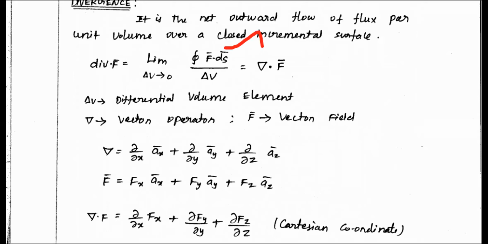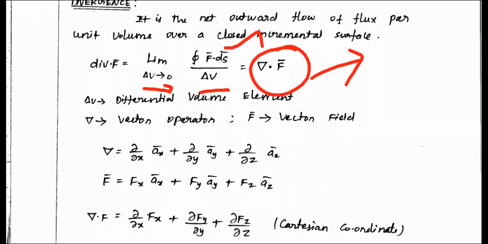This integration will give you the total flux that is going outside the closed imaginary surface. If you differentiate by the volume, and as the volume tends to zero, you get the definition of divergence. What is it? It measures the outward flow.